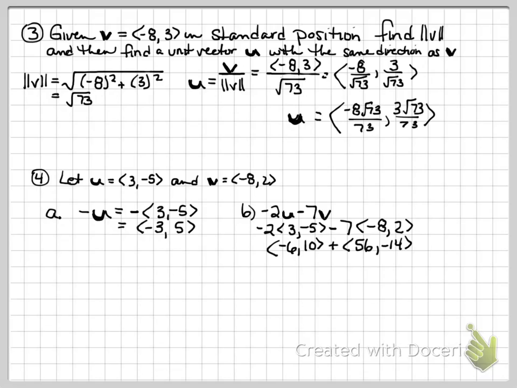Now here's the cool thing. We can actually add the same components together. So my horizontal components, the negative 6 and the 56, I can just add them together. And I get 50. 10 plus negative 14 is negative 4. So what that all comes down to is that my resulting vector is going 50 to the right and down 4. All right, let's go on to C.